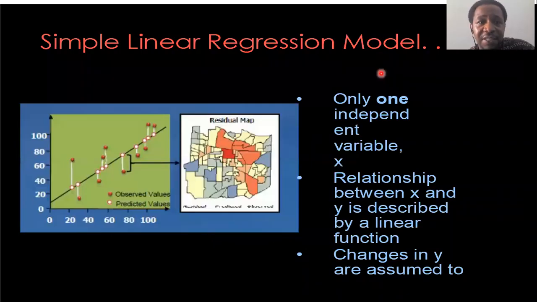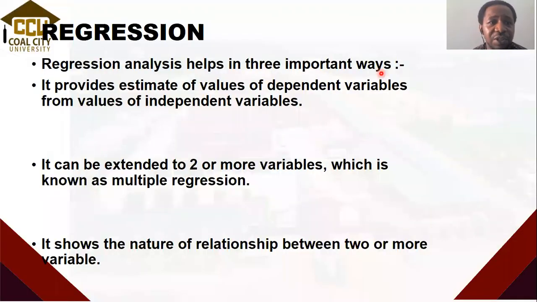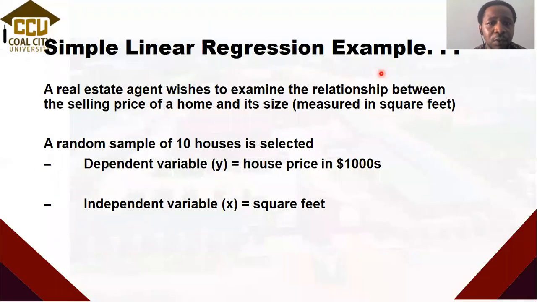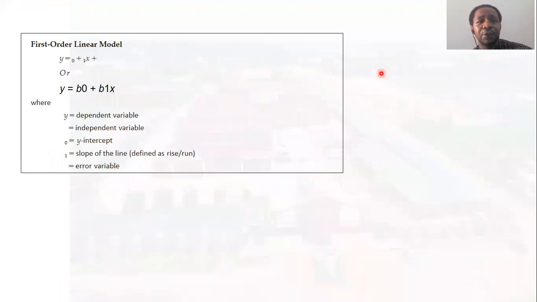Now, the next thing is the simple linear regression. In this case, we are looking at just two variables. It could be just crop yield and the amount of rainfall. It could be just demand and the level of price. In such a case, for simple linear regression, we give it an equation such as this: y is equal to beta 0 plus beta 1x.